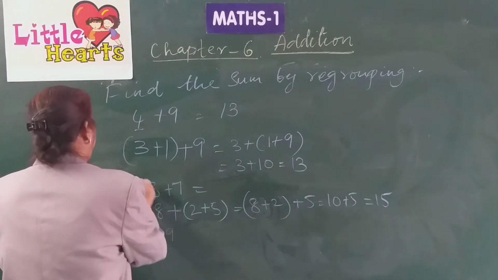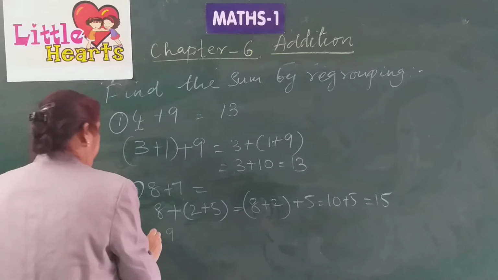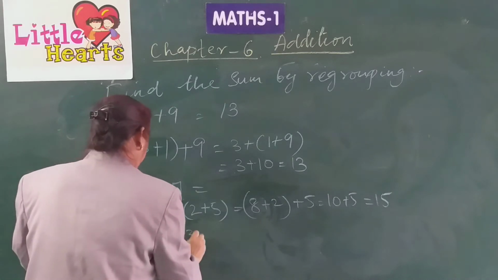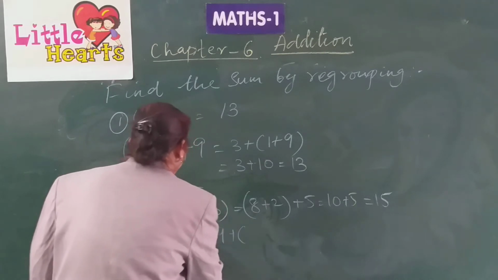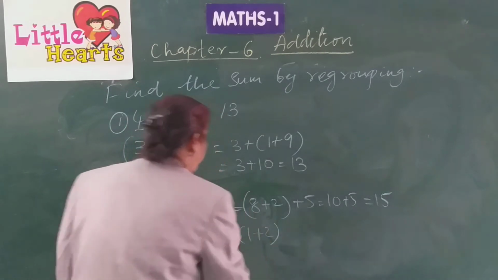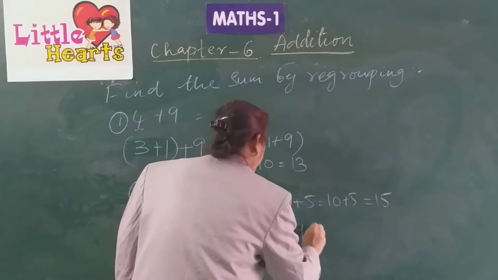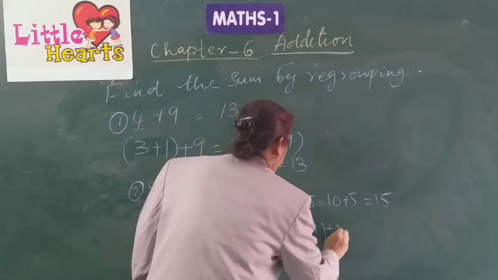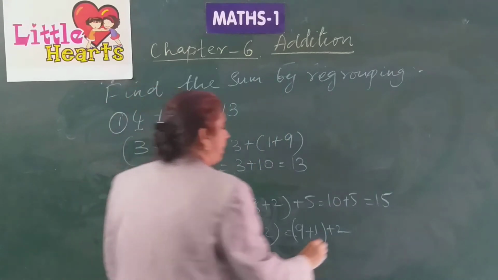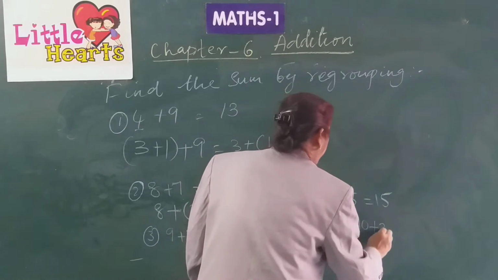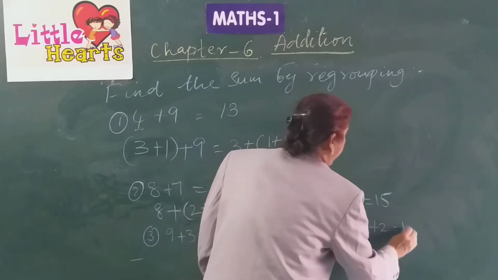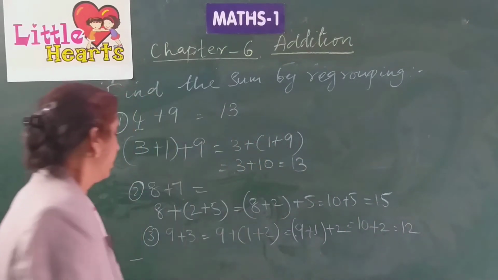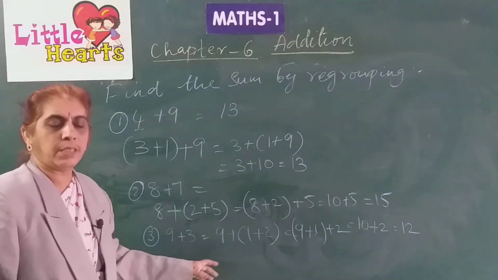Nine plus 3. This can be written as 9 plus 3 can be written as 1 plus 2. That is equal to 9 plus 1 plus 2. 9 plus 1 is 10. 10 plus 2. 2 fingers after 10: 11, 12. So 9 plus 3 equals 12.